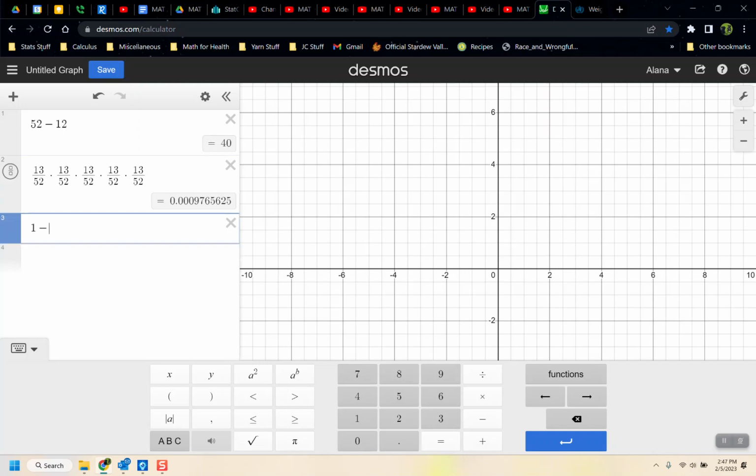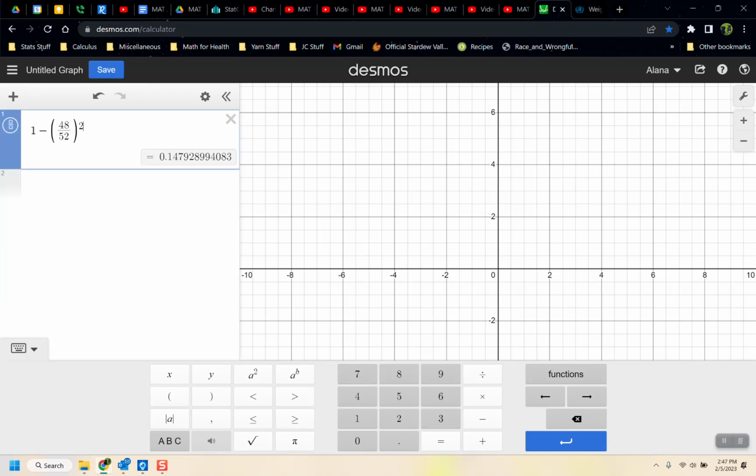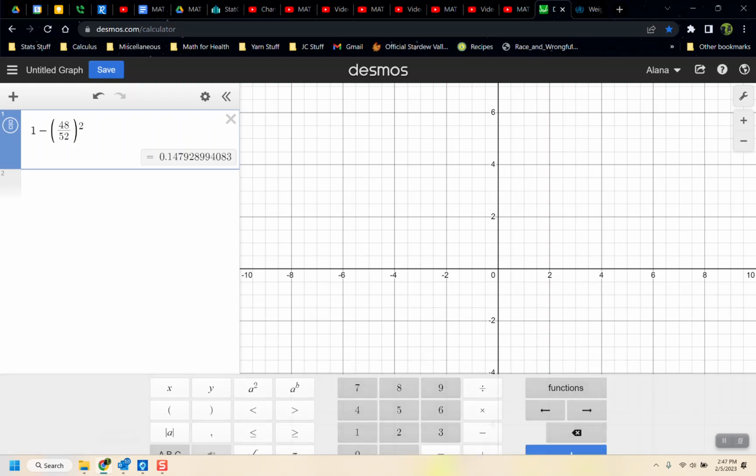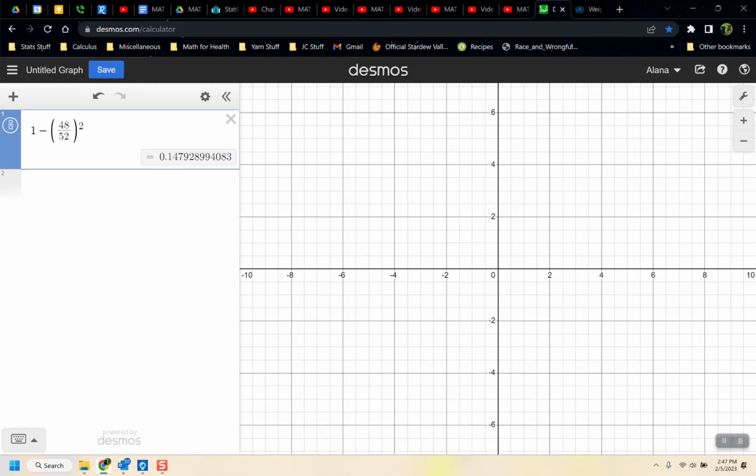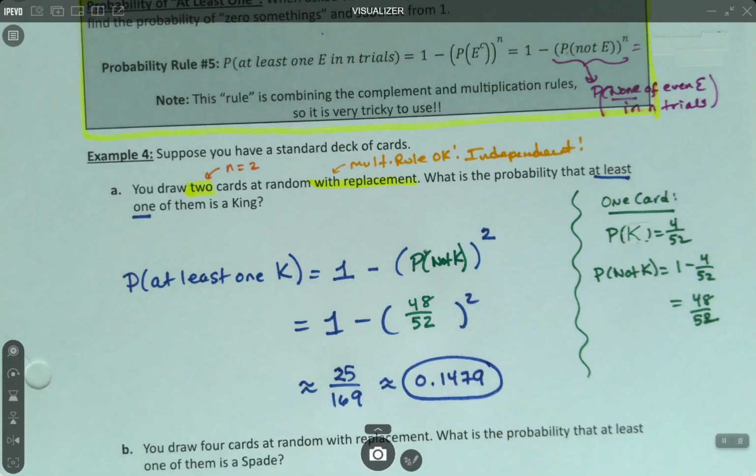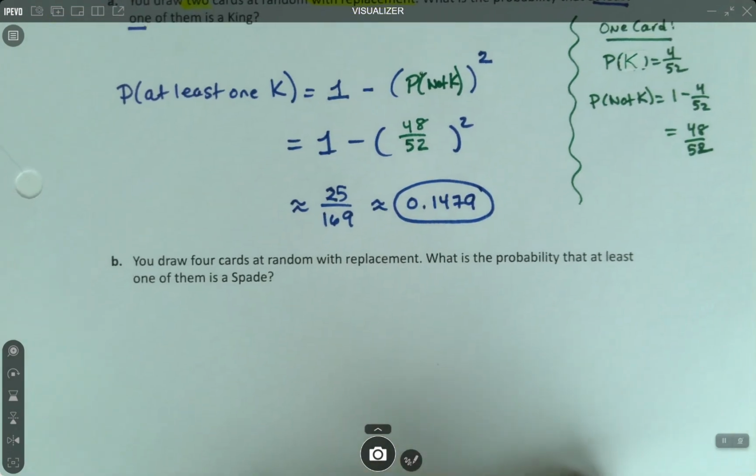So 1 takeaway, 48 out of 52. Now the 48 out of 52 I want to raise to a power, so I'm going to put parentheses around it, and then I'm going to raise it to the power with the A to the B button, and then hit the 2. And I can see it's 0.1479. And if I want the fraction, it'll tell me it's 25 over 169, but it didn't ask me for that. Oh, 25 over 169. I don't know if I said that, but 0.1479. All right, so let's go back and look, and there it is.